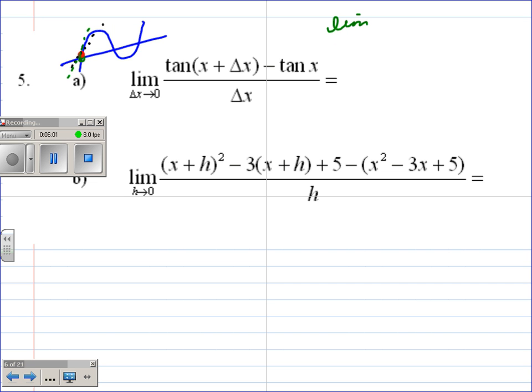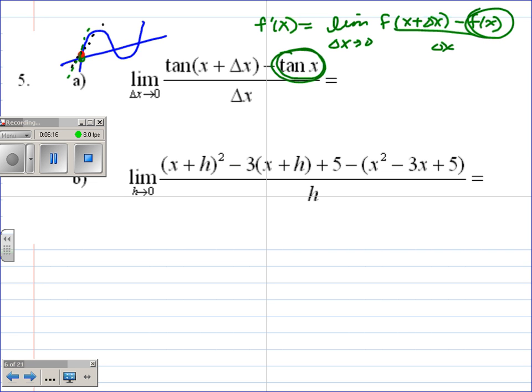So limit as delta x goes to 0 of f of x plus delta x minus f of x all over delta x is the definition for the derivative of whatever function sits right here. So this is really asking for f prime of x when f of x is tangent. So if f of x is tangent, what is f prime of x? Secant squared.